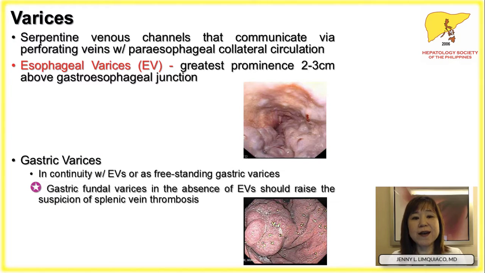So first are esophageal and gastric varices. Esophageal and gastric varices are described as serpentine venous channels that communicate via perforating veins with paraesophageal collateral circulation. So we have esophageal varices, which have the greatest predominance at 2 to 3 cm above the gastroesophageal junction, while the gastric varices are in continuity with esophageal varices and/or are isolated gastric varices. Now, gastric fundal varices in the absence of esophageal varices should raise the suspicion of a splenic vein thrombosis.